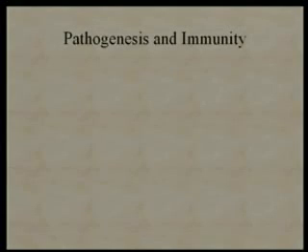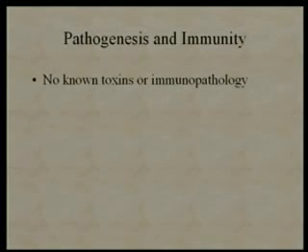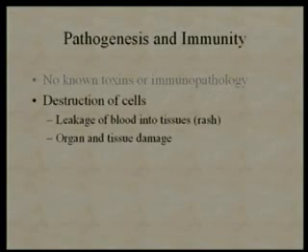All right. So how do these organisms cause disease? There are no toxins that have ever been described for this. The immune system doesn't seem to play a role in pathogenesis. What contributes to pathogenesis is basically the destruction of these cells. These organisms destroy the cells that they infect. And remember, these are infecting endothelial cells.